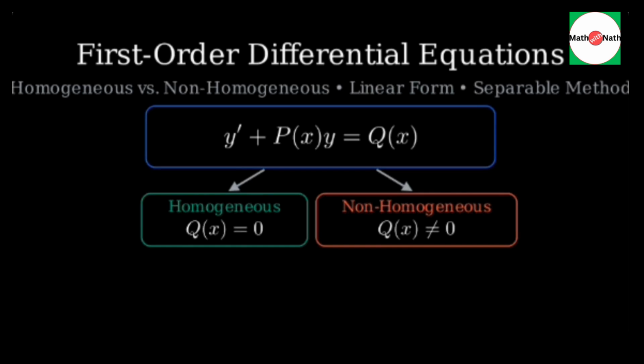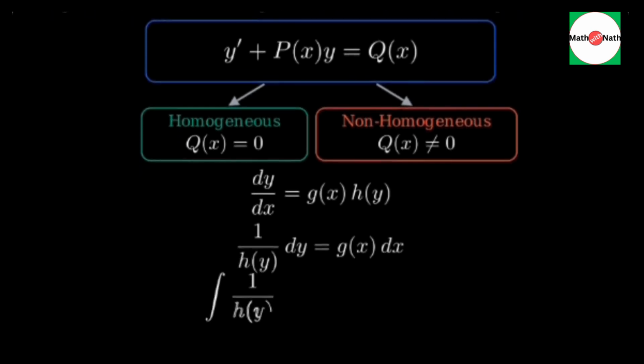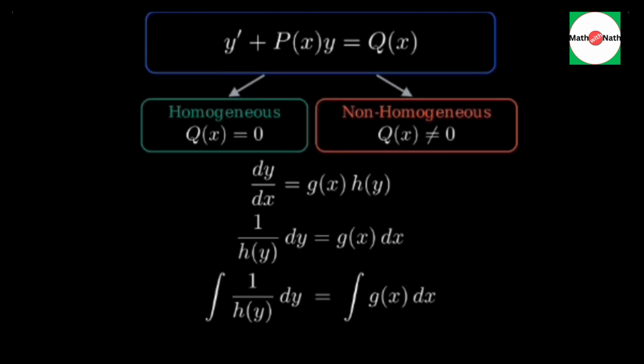Some first-order equations are separable. A separable equation can be written as y' = g(x)h(y). We separate variables by placing all y terms with dy on one side and all x terms with dx on the other side: 1/h(y) dy = g(x) dx. Then we integrate both sides. The integral of 1/h(y) dy equals the integral of g(x) dx.